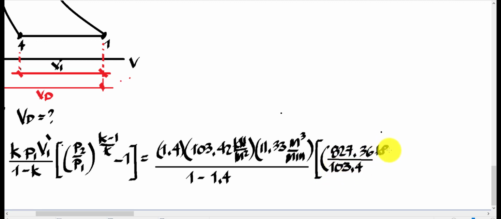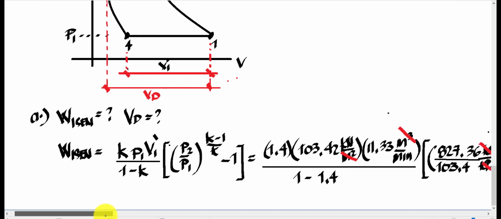So this is all in kPa units, so it will be cancelled out. Then we have (1.4 minus 1) divided by 1.4, so this will be minus 1. Okay, so cancel out our common units here. The square meter will be cancelled out, so kPa, kPa. Then what is left is kilonewton per minute that we have here.